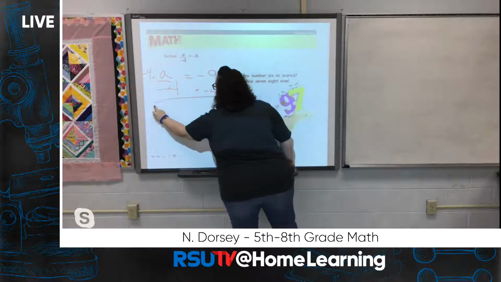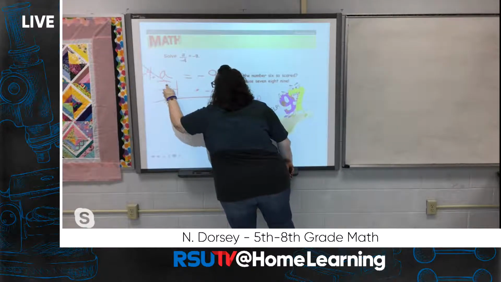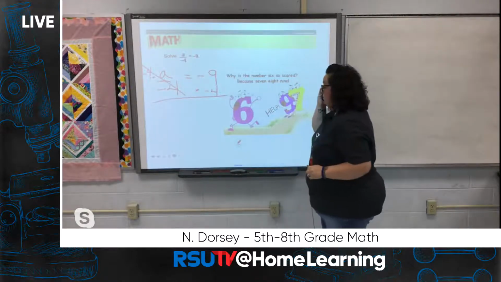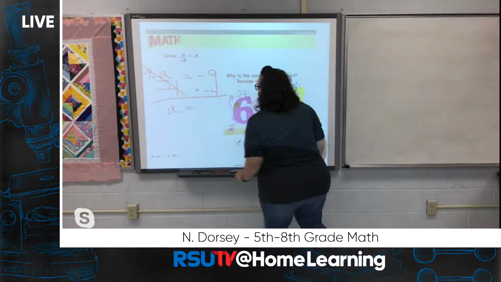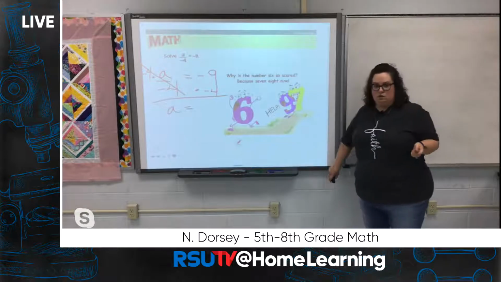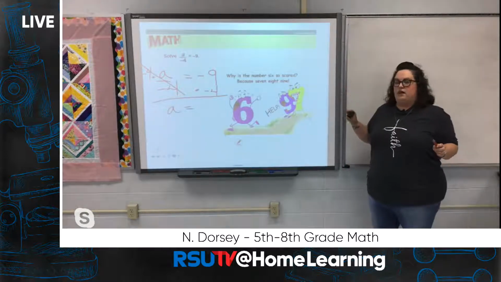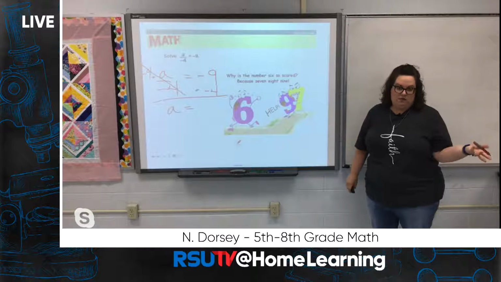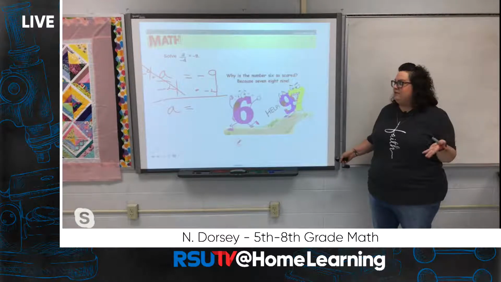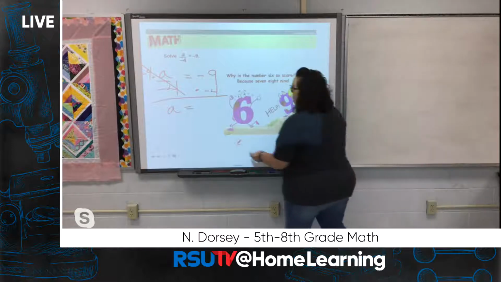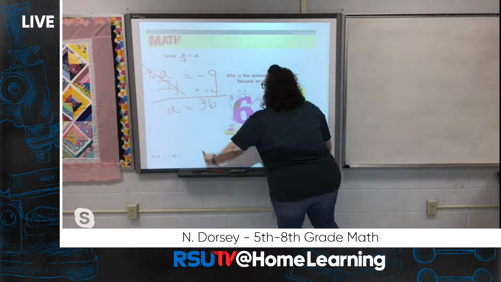Okay? And those cross out. So what I'm left with is A equals, now think of your integer rules. I have a negative times a negative, which is what? Very, very good. It's positive, yeah. So my answer is 36.